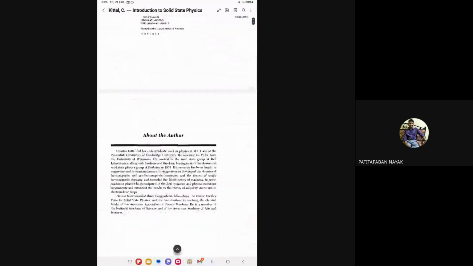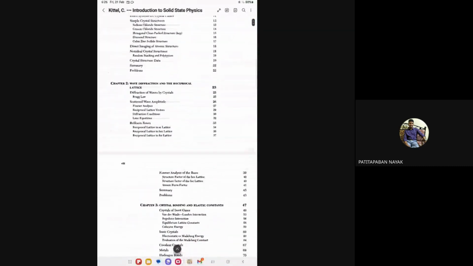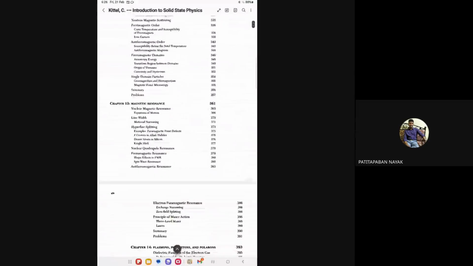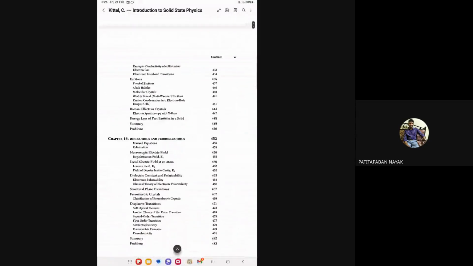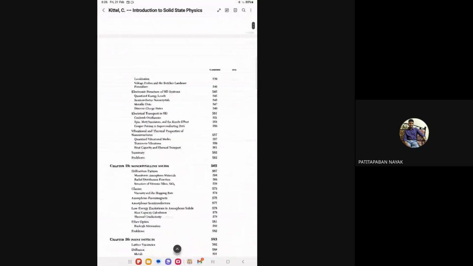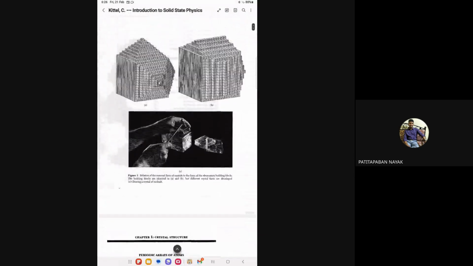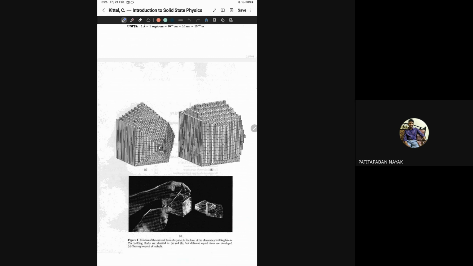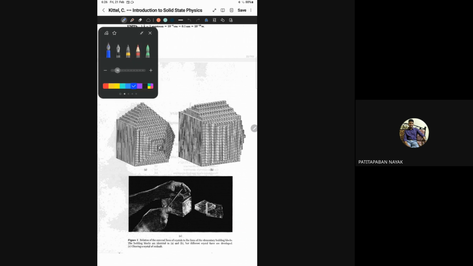You can follow this book also. This is considered to be the Bible of solid state physics or condensed matter physics, the starting book. As you can see, this figure is visible to everyone, right? Yes, sir.